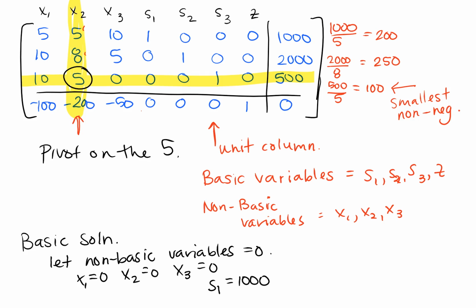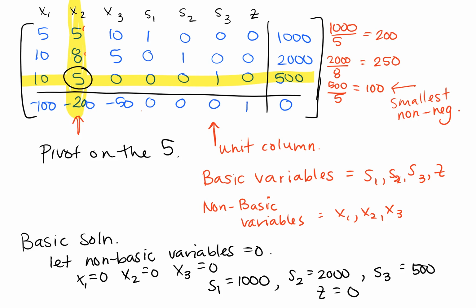And so this tells us that s1 would just equal 1,000. Similarly, if we read the second row, all the non-basic variables were 0, so we have 0 plus 0 plus 0 plus 0 plus 1 S2 equals 2,000. So S2 will equal 2,000. And similarly, we'll get S3 equaling 500. And if we do the same thing on the bottom row, we can see that Z would equal 0. So this is basically the corner point at the origin, where everything intersects, and our objective function is coming out to 0.